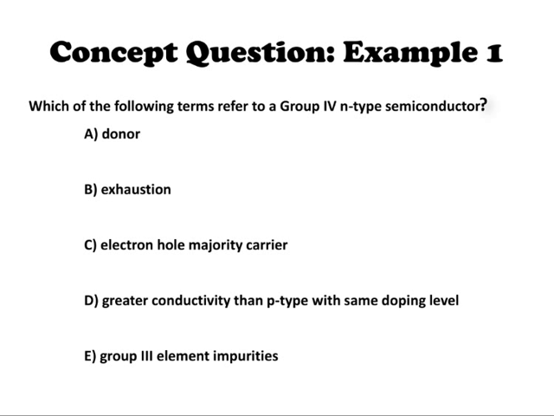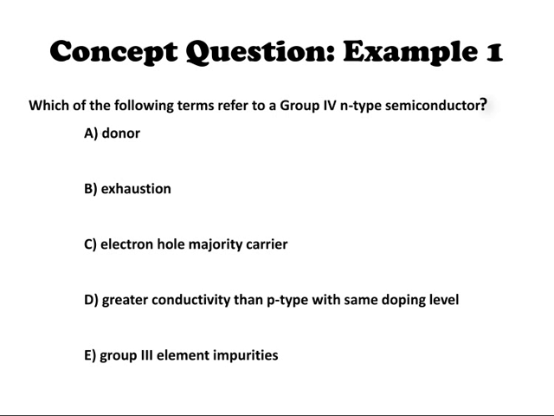To begin our example problems, we will start off with the multiple choice concept questions. A good strategy when solving these types of questions would be to underline the key terms in the question, and also you must not only explain why an option is a correct answer, but also explain why the incorrect answers are incorrect. So you will see these strategies as we go through each of the example problems. Concept question, example 1. Which of the following terms refer to a group 4 N-type semiconductor?